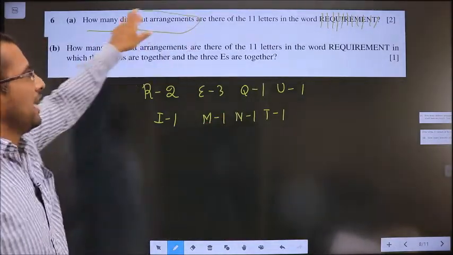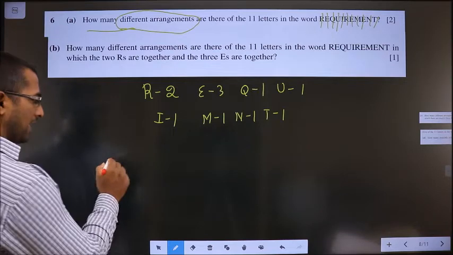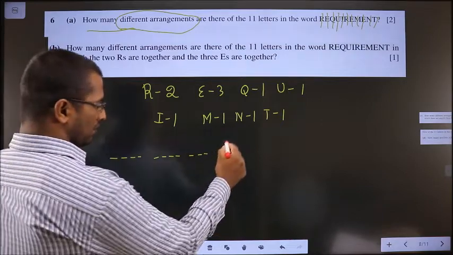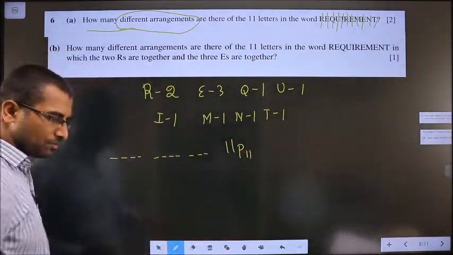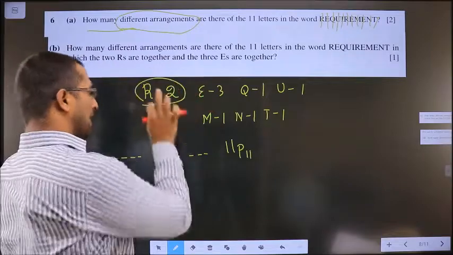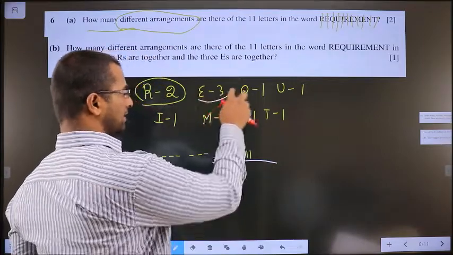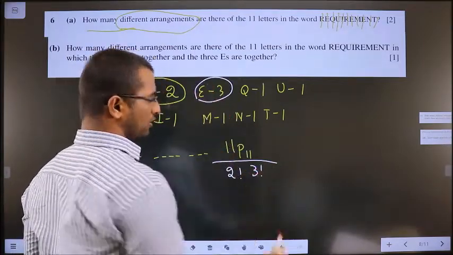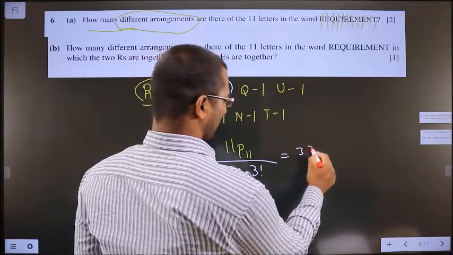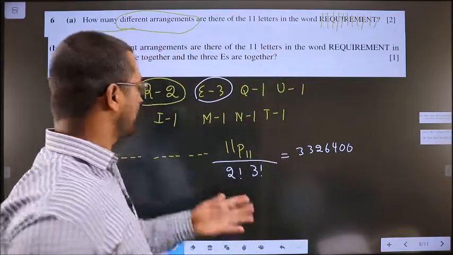There are no conditions. I just need to arrange all these 11 letters. In how many ways can 11 letters be arranged in 11 places? Directly 11P11. The only thing you should be careful about is that these two R's are identical, so divide by 2 factorial. And also these 3 E's are identical, so divide by 3 factorial. This will give you the answer 3326400. Okay, so this is the A1.